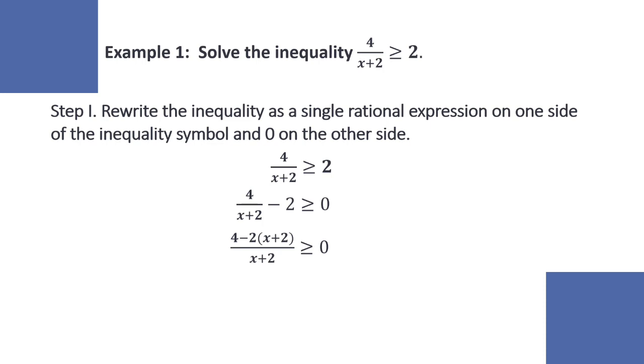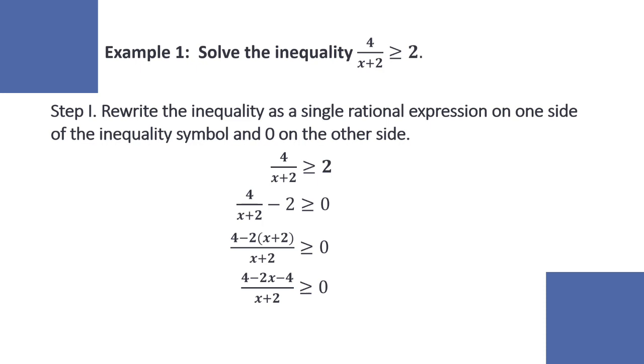Then of course we are going to find the LCD or the least common denominator. The denominators are x plus 2 and 1. So what will be the LCD? Yes, we have x plus 2. So x plus 2 divided by x plus 2 is 1, times 4, we have here 4. Then x plus 2 divided by 1 is x plus 2, times 2, so we have negative 2 times x plus 2, is greater than or equal to 0.